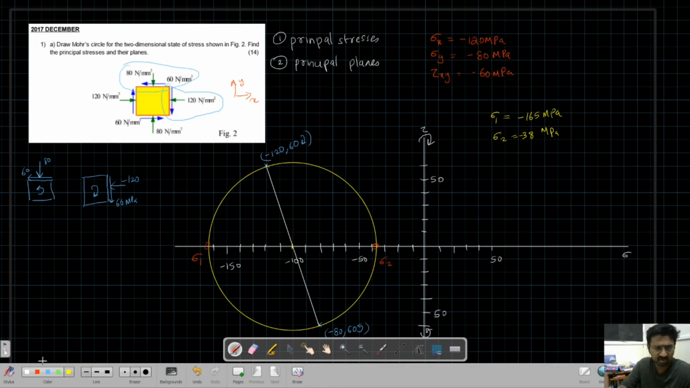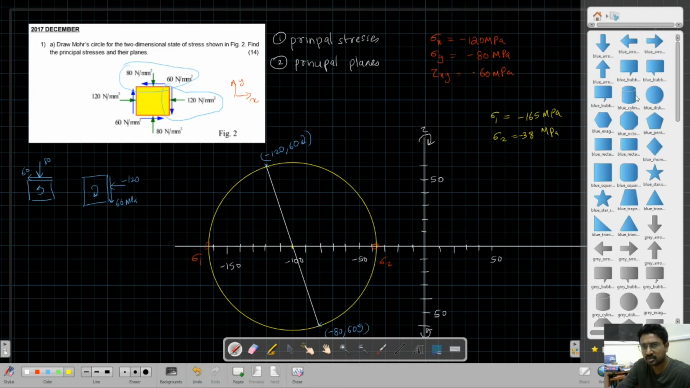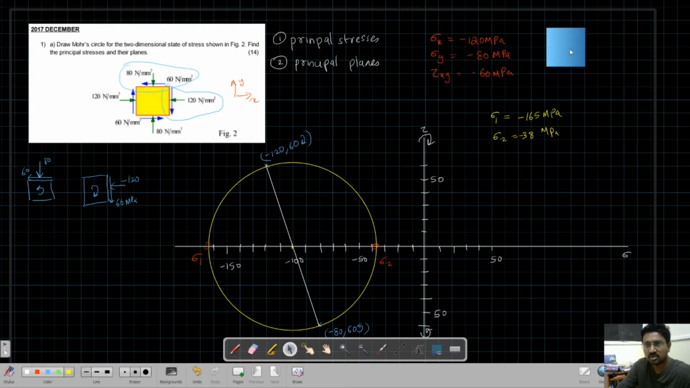Basically what we are trying to do is, we have a square. This is my blue square. Let's say this is my original stress block, with all the stresses, 80, 120, 60.